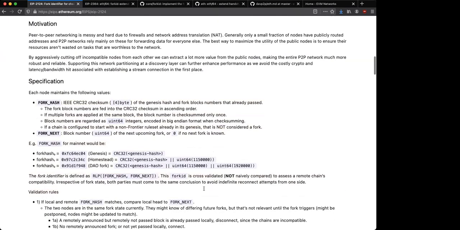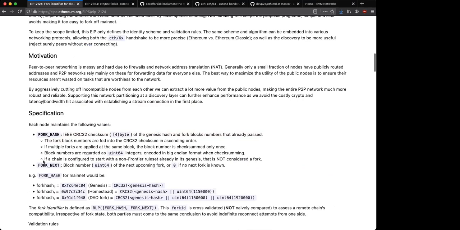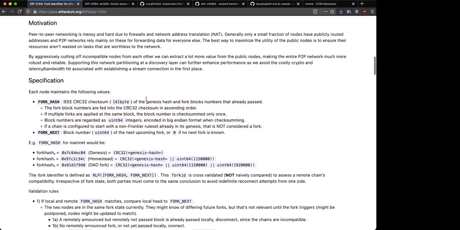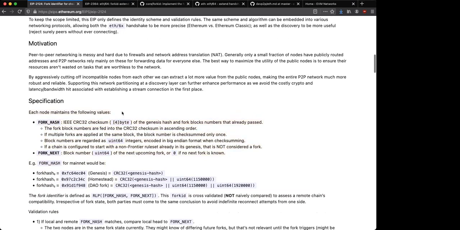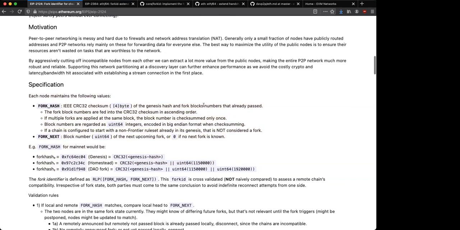Regarding the fork identifier, it has two parts. It has the fork hash and the fork next. We will ignore the fork next for now. The fork hash is using the CRC32 checksum function. And the way it works is that the fork identifier for the current head of the chain, according to the node, is defined as the CRC32 of the Genesis hash, and then inputting into the CRC32 the block numbers of all of the scheduled hard forks that have already occurred in the chain.